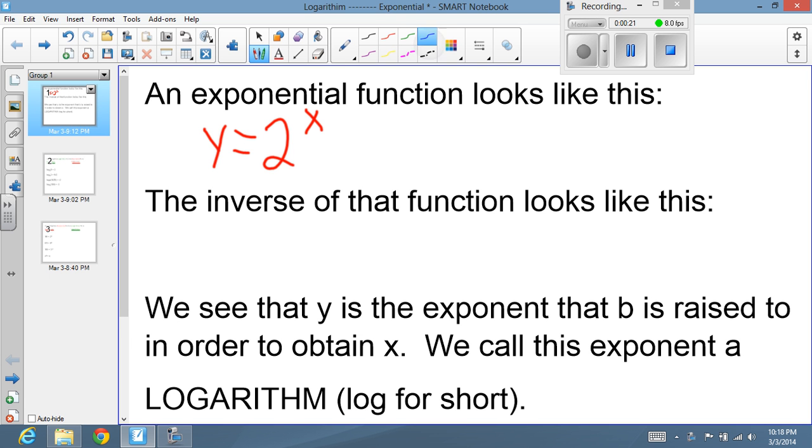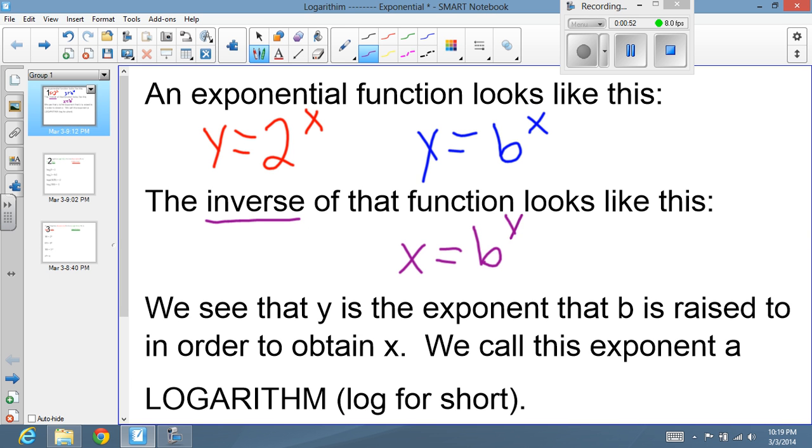I'm going to rewrite that as y equals b to the x, b meaning base, because that base can be anything. It could be 2, 3, 5, whatever it is. But I know I have a base raised to the x power. If I wanted to write what's called the inverse of that function, anytime I want to write the inverse, I interchange the x and the y's. So the inverse of that function would be x equals base to the y power. That's what my inverse would look like.